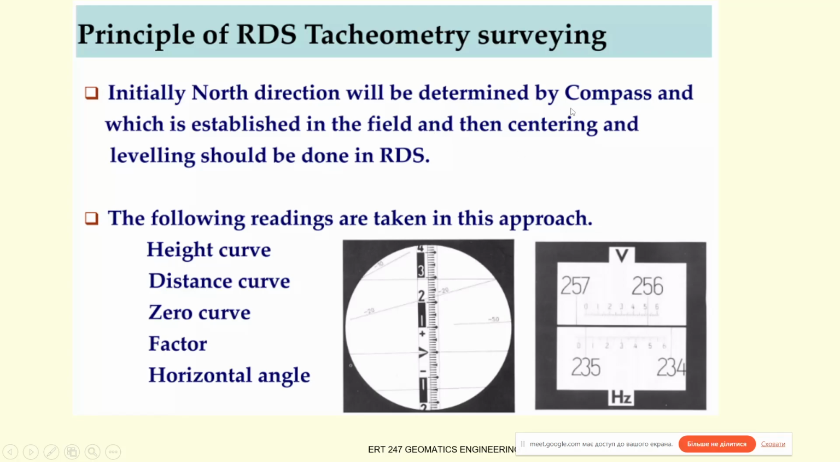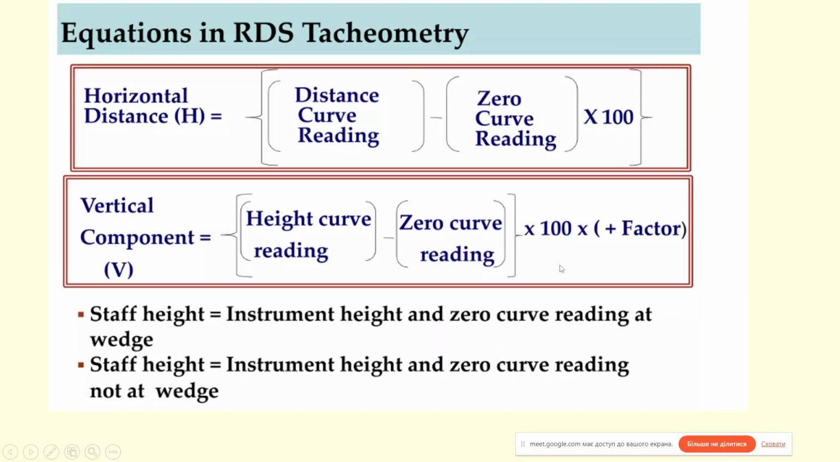Initially, the north direction will be determined by compass and established in the field, and then centering and leveling should be done. The following readings are taken in this approach: height curve, distance curve, zero curve, factor, and horizontal angle. You can see the horizontal and vertical angles in the special microscope window. Here you can see equations for RDC tacheometry.